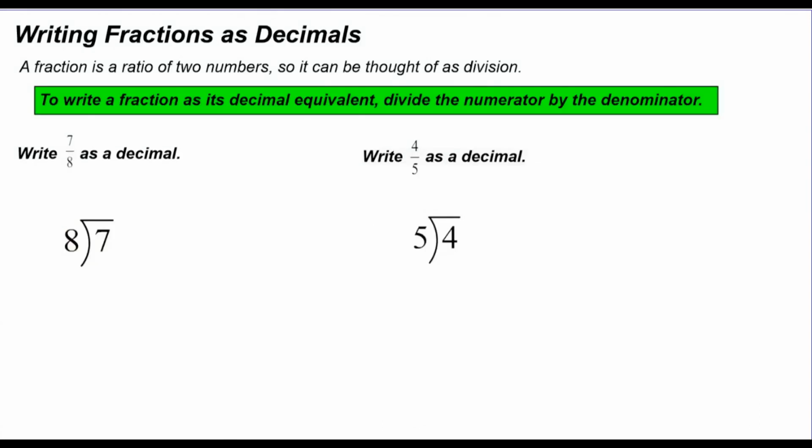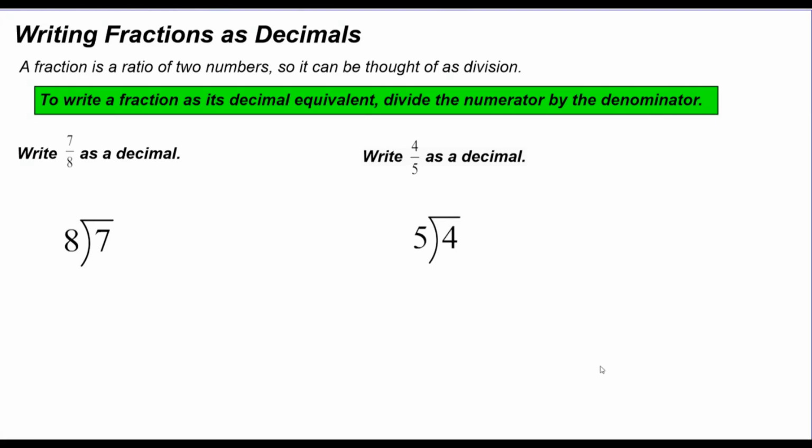So how do we write fractions as decimals? A fraction is a ratio of 2 numbers, so it can be thought of as division. Basically, a fraction represents a division problem. So in the green box, to write a fraction as its decimal equivalent, we simply divide the numerator by the denominator, or top divided by bottom. And we can do this longhand with long division, or simply do it on a calculator. I'm just going to do a couple examples here of longhand division, just to remind you, or maybe show you for the first time if you haven't seen longhand division, how to do this.